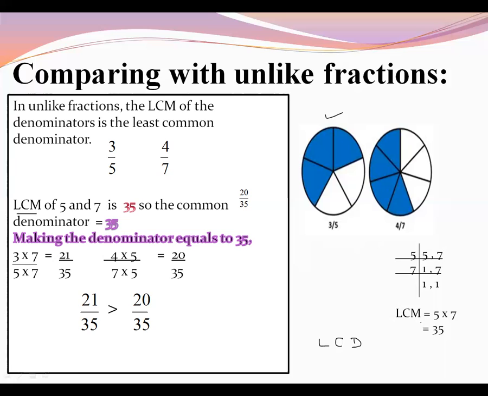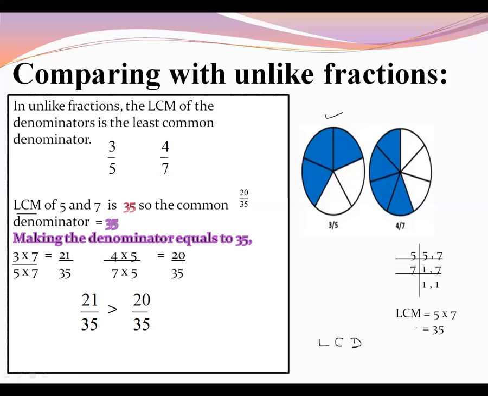What I did, I took the LCM of 5 and 7. It's very simple. 5 is going to divide with its own table and 7 is going to divide with its own table, because they both are prime numbers. They only come in their own table. After dividing and after taking out the LCM, I got 35.